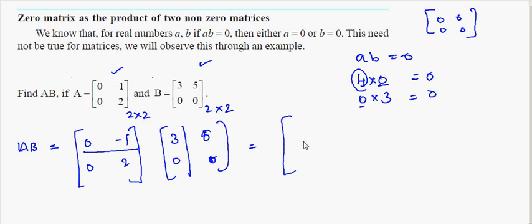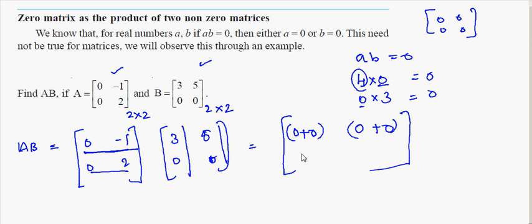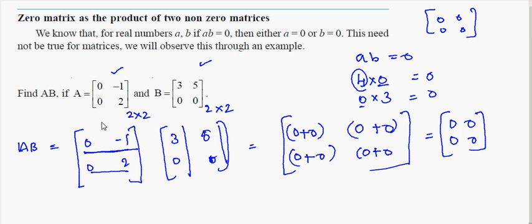First row into first column. So that will be 0 into 3 is 0 plus minus 1 into 0 is 0. Again, first row is multiplied by second column. So it will be 0 plus minus 1 into 0. Again it is 0. Second row, first column: again it will be 0 into 3 is 0 plus 0 into 0 is 0. Again second row with second column it will be 0 into 5 is 0 plus 0 into 0 is 0. So that will be equal to 0 0 0 0, which is a 0 matrix. So even though the two individual matrices are not 0 matrices, the product can be a 0 matrix, which is a bit different when compared to the product of real numbers.